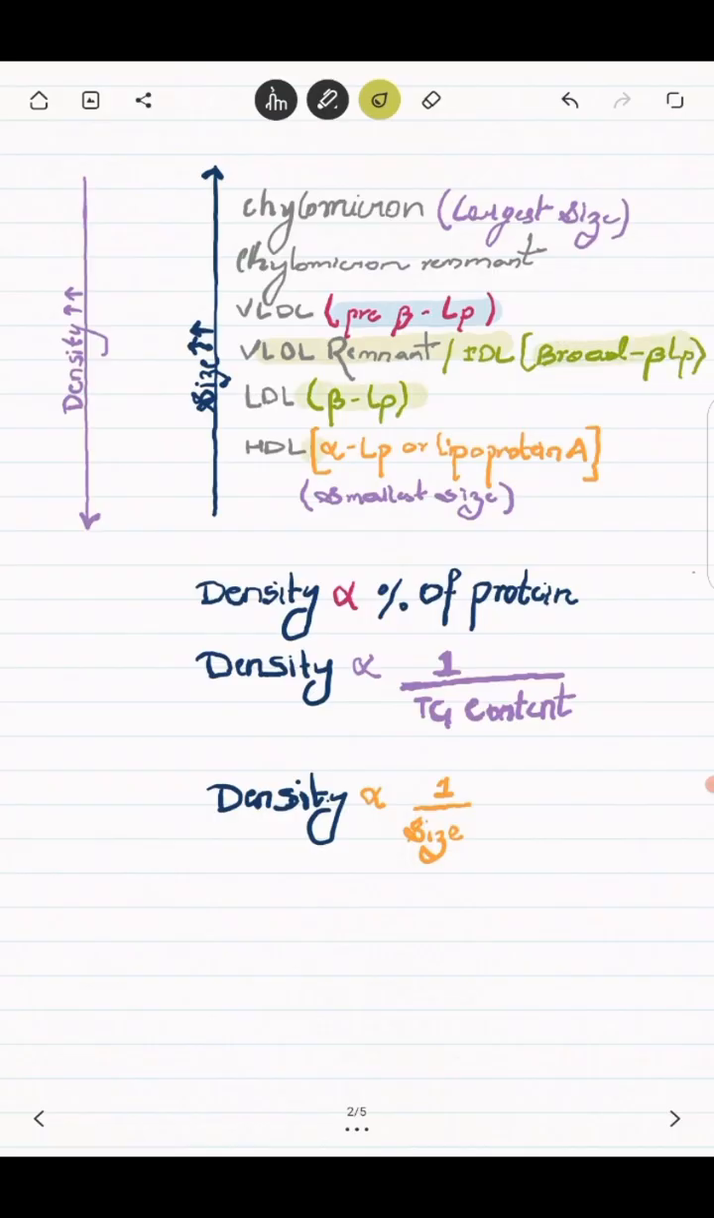Okay. And HDL is known as alpha lipoprotein or lipoprotein A, which is smallest in size. Just remember these names. These are based on the electrophoretic study. LDL is the beta lipoprotein, HDL is the alpha lipoprotein or lipoprotein A. Now VLDL will be pre-beta lipoprotein, and the remnants or IDL will be broad beta lipoprotein. This will also be helpful in hyperlipoproteinemias, which are disorders.